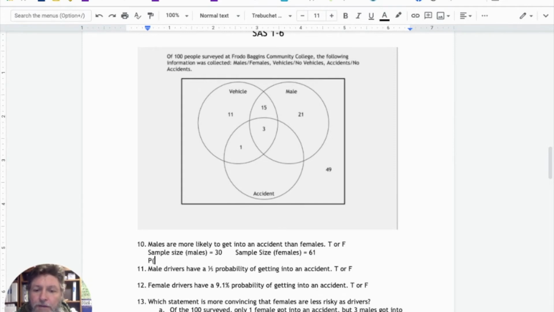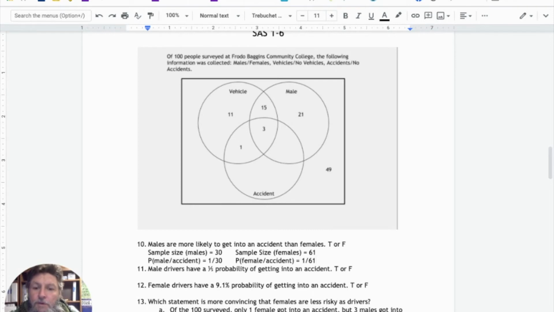So the probability of a male accident is the number of males who got into an accident over the sample size of males. All right, and we'll look at another way to look at this in just a second. But I want you to look at how we determine this one, and then we'll look at it from a different perspective. So there's only one female, and there's a total of 61 females in an accident. Oh, not 16, 61. So it looks like there's more males per accident.